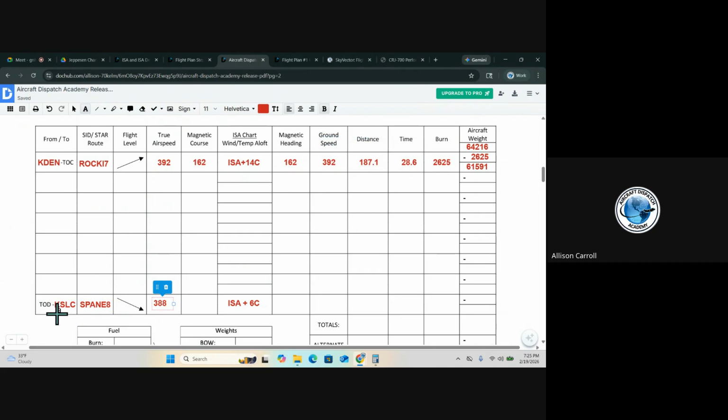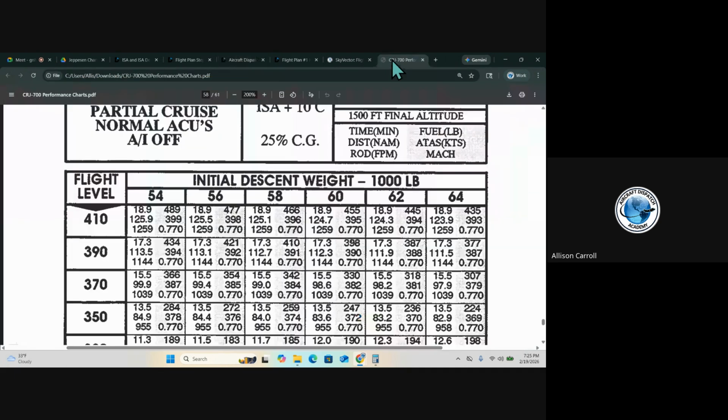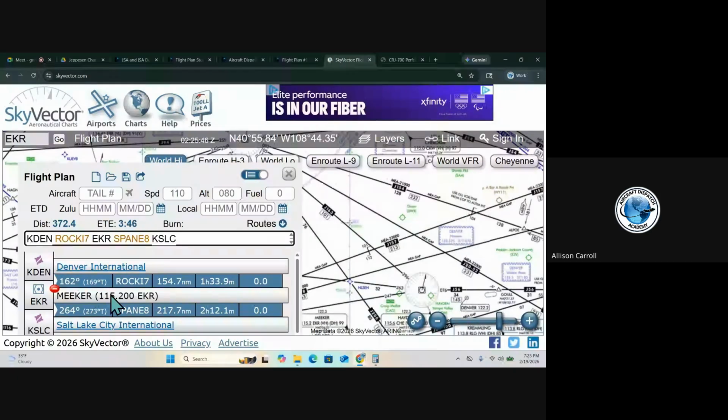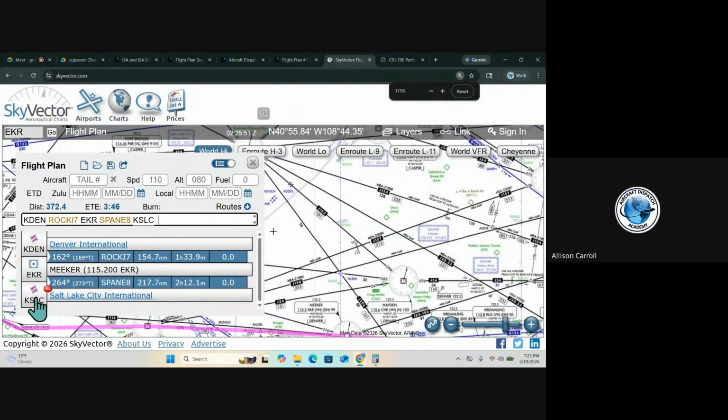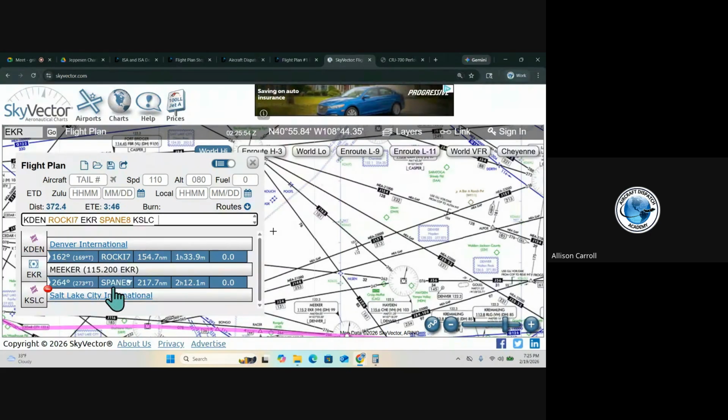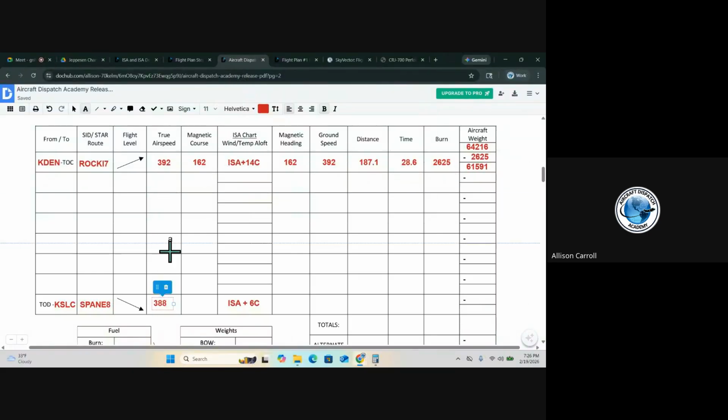Now remember, we're going from top of descent into Salt Lake. So we're going towards Salt Lake now. We are on the Spain 8 arrival. Going towards Salt Lake, we are going to be at 264 degrees right here. So 264. Again, we do not correct for winds on climb or descent.